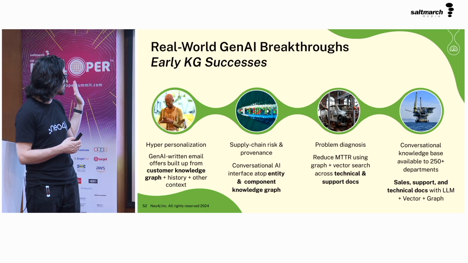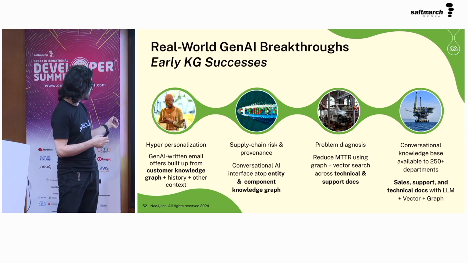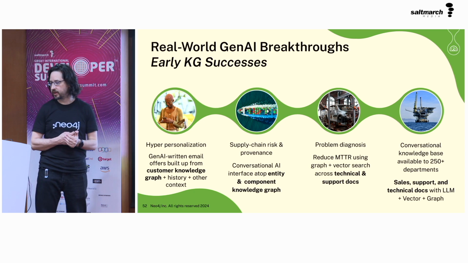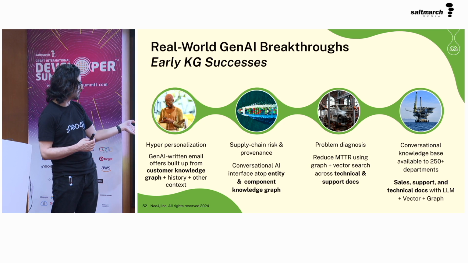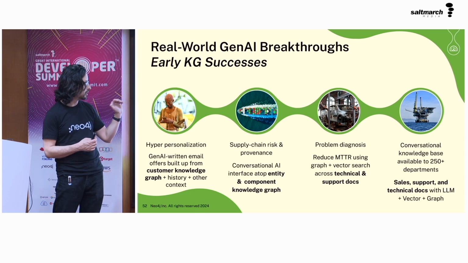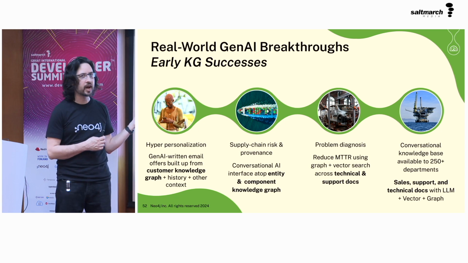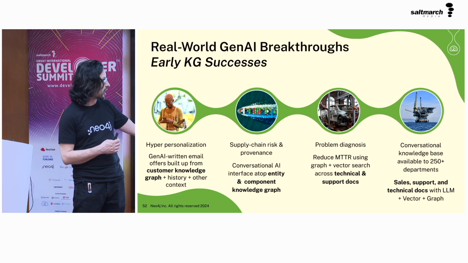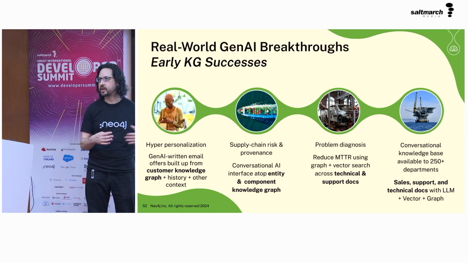So there's a whole bunch of examples for knowledge graphs with early breakthroughs in this area. One is personalization, so writing emails using customer knowledge graphs, history, and other concepts. Another one is supply chain and risk governance: conversational AIs on top of entity and component knowledge graphs to do better supply chain management. Problem diagnosis, so using vectors plus graphs over technical support documents to reduce mean time to failure of components. And then conversational knowledge available to departments for support, technical documents, and other sources.